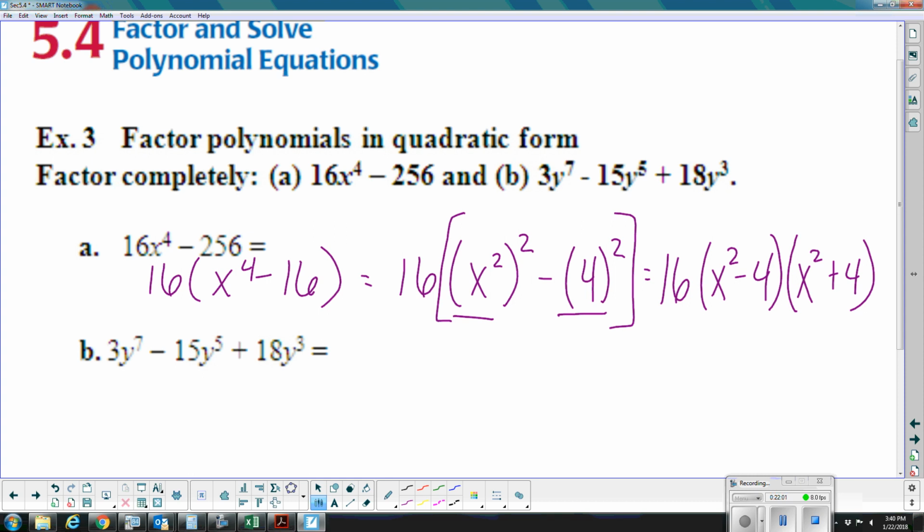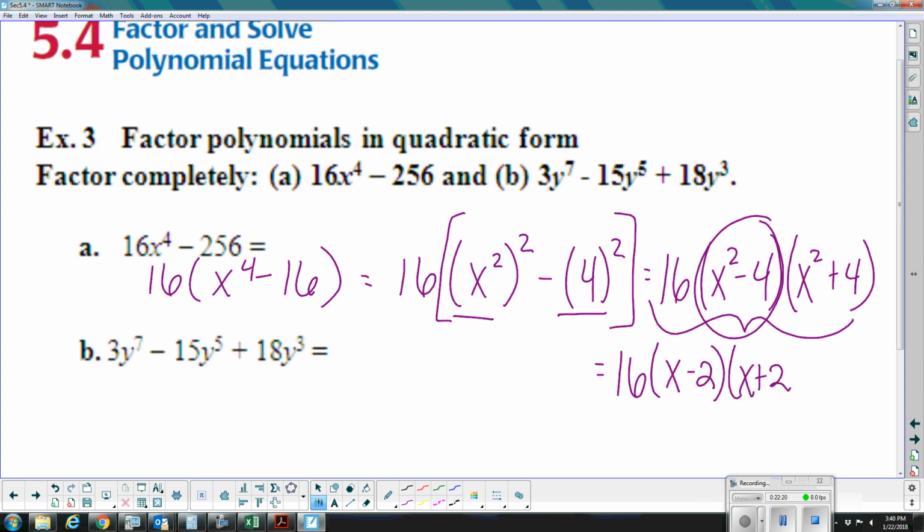Okay, so this is a factor, but I have not factored completely because that middle term there can still be factored. So that's, again, the difference of two squares. So I get 16 times x minus 2 times x plus 2. And then x squared plus 4 cannot be factored.